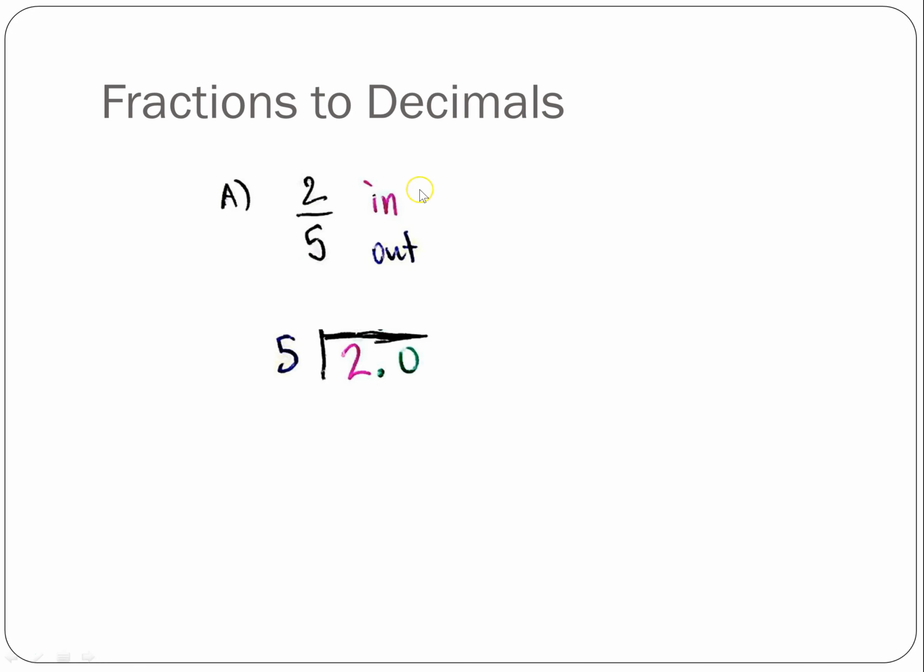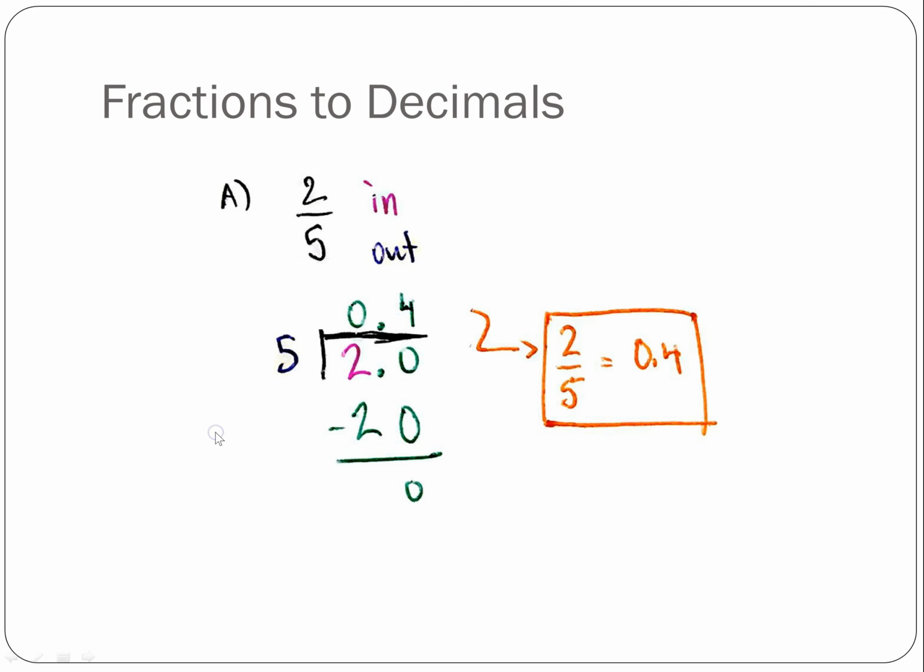Okay, so I know that 5, add the decimal on top, and 5 does not go into 2, but it does. 4 times 5 is 20, and that does equal 0, which means that my decimal equivalent of 2/5 is 4/10, or 0.4. Excellent.